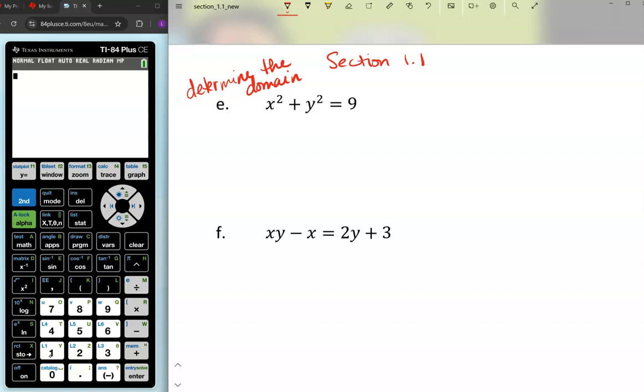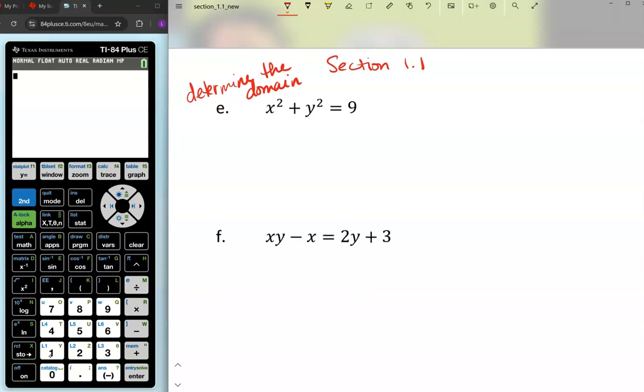look at it. Now, once again, on E, depending on your level of function knowledge or previous math courses you've taken, you may be able to look at this and say, that is not a function. But if you want to see the algebra behind it or the graph behind it, show that it's not a function, the first thing we're going to have to do is get this y by itself.